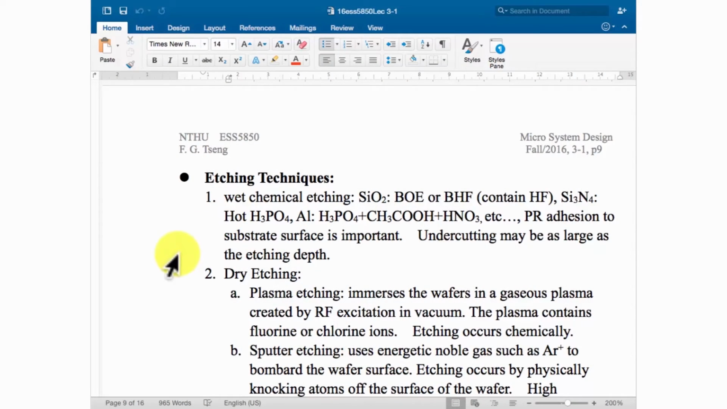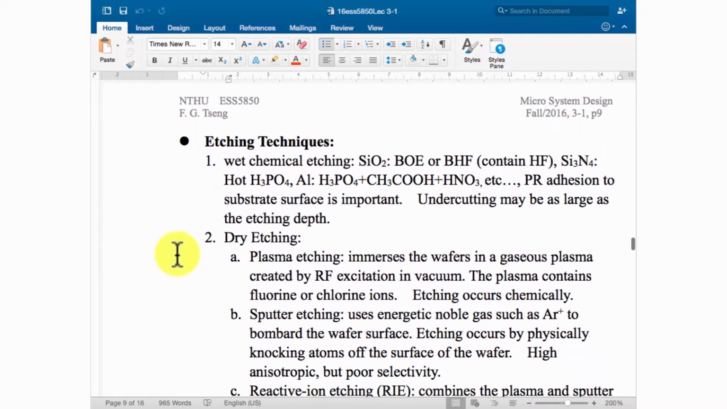Now, typically, we have two different kinds of etching. We call them wet chemical etching and dry etching. I will not go into detail because those things will be covered fully in the fabrication process course. I just give you a rough idea. For wet chemical etching, for example, we will bring the material into contact with some kind of acid or base for etching. For example, like silicon dioxide.